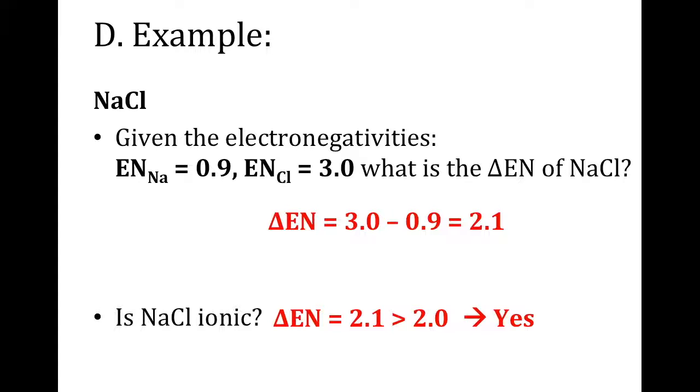Now, obviously, if we gave you a question like this on the test, we wouldn't tell you that it was sodium and chlorine, okay? Because from our naming unit, you learned that Na and Cl, a metal and a nonmetal, are ionic. So we would just give you these numbers and expect you to calculate the difference and know that that would be ionic. Okay?